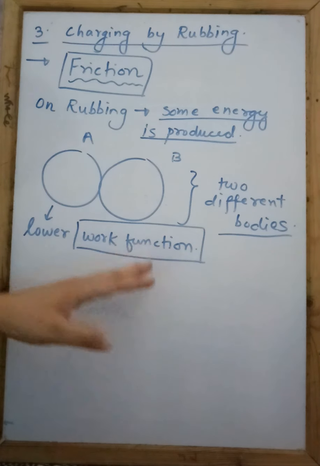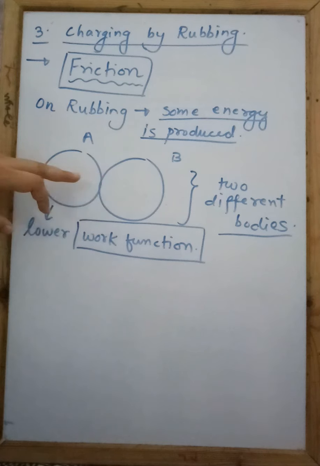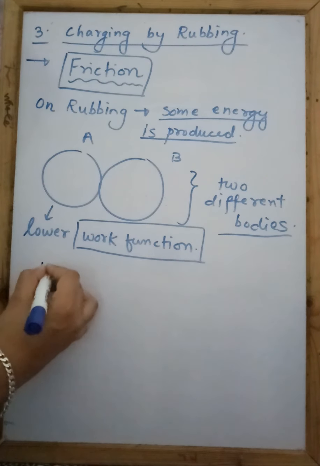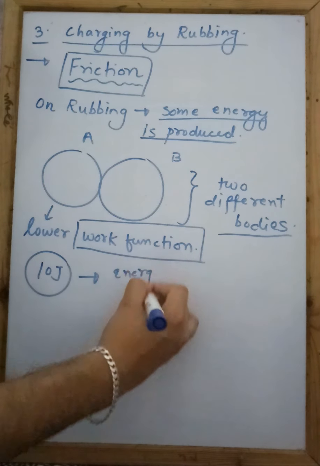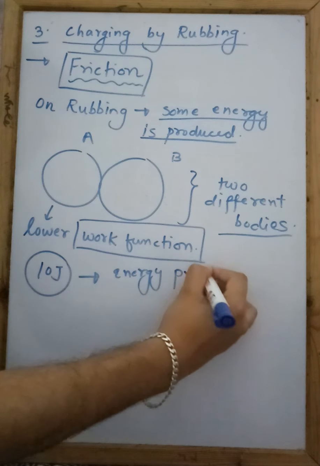Now let us suppose that when we rubbed bodies A and B, some energy was produced. Suppose 10 joules of energy is produced. So this is the energy produced. I'm just taking a rough example so that you can understand.